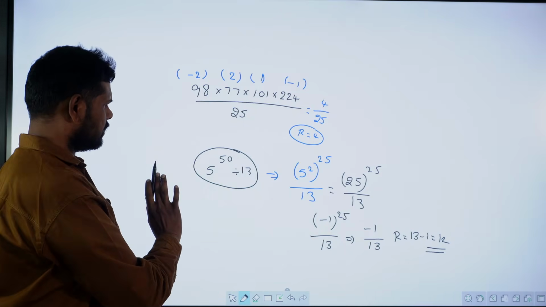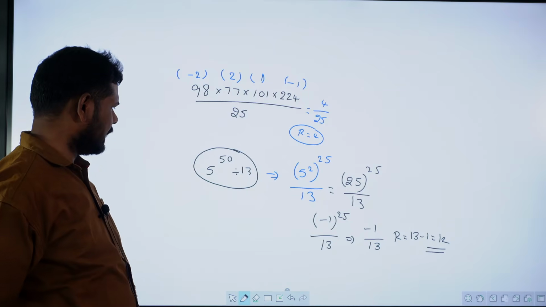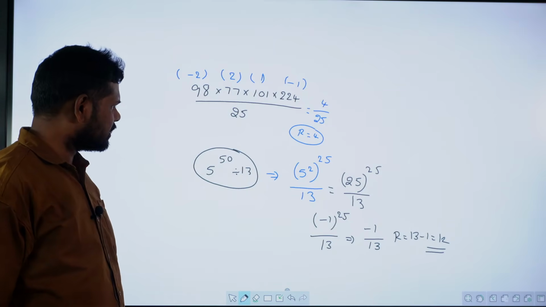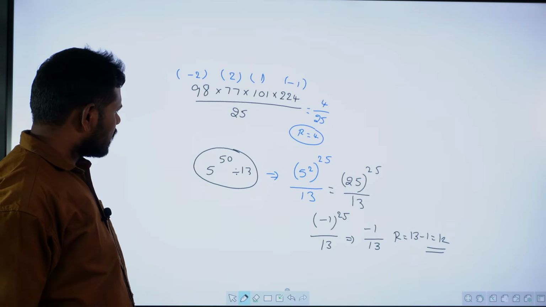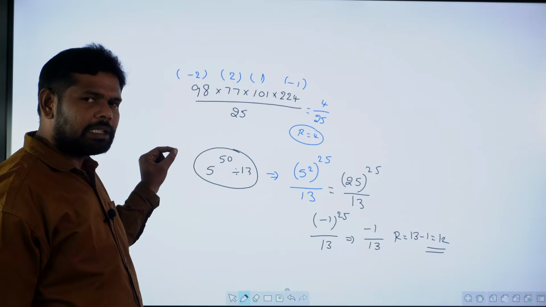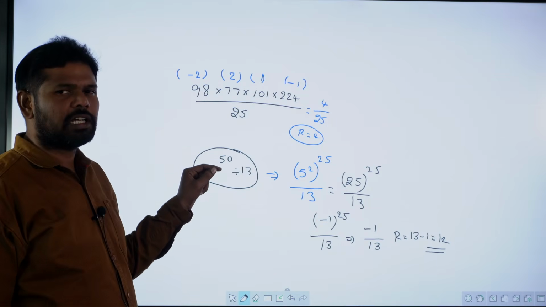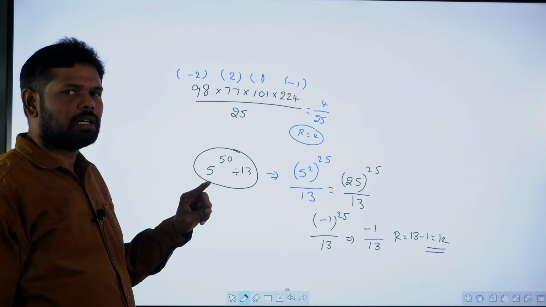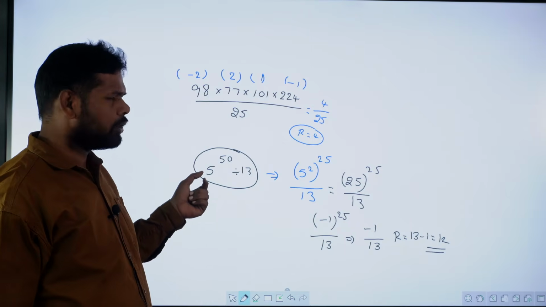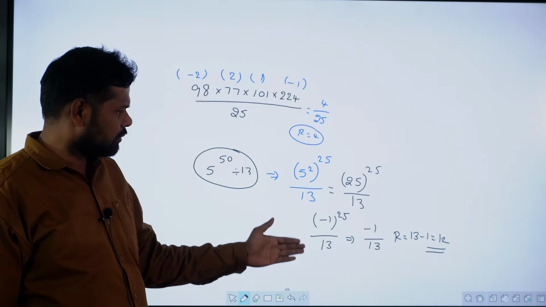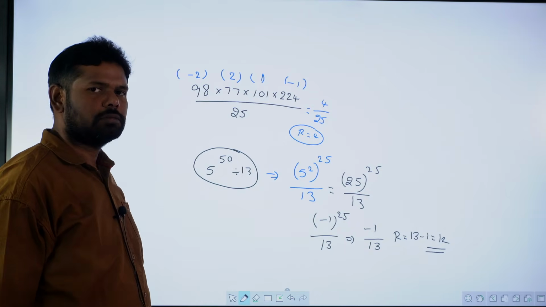Just simply observe 5 power 50 by 13. The divisor is 13, so we need to change the numerator to the nearest multiple of 13, that is either plus 1 or minus 1. So 13 twos are 26, 5 square is 25. Simple. That's it. Answer. Very easy.